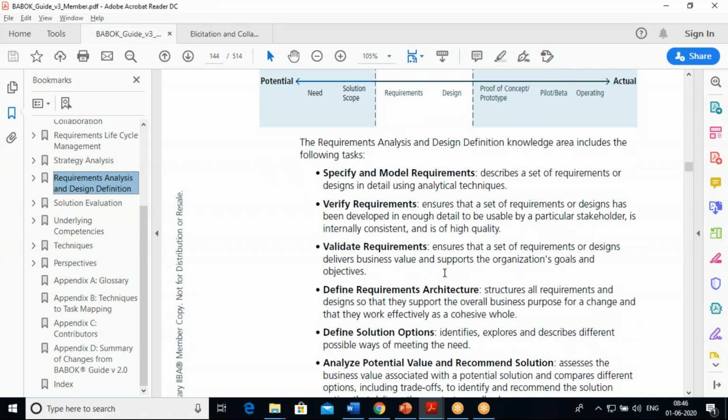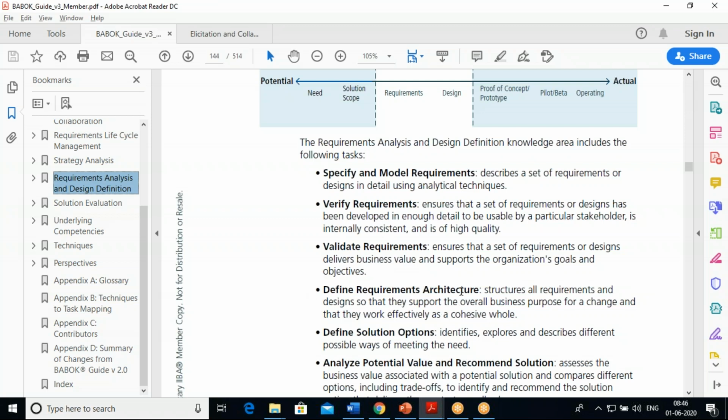And then we validate the requirements. Validating the requirements means you have to understand that the requirements you have finalized in the verify step should be in line with the organization goals and objectives, and they deliver business value. That these requirements are in line with the organization goals and objectives, and in line with the business value, right? And then we have this defined requirements architecture.